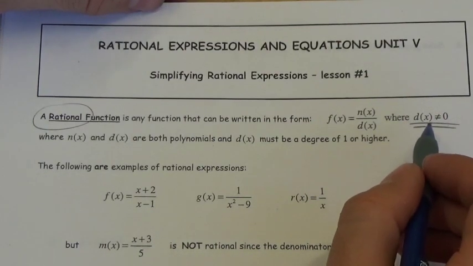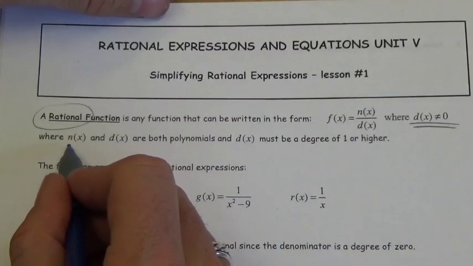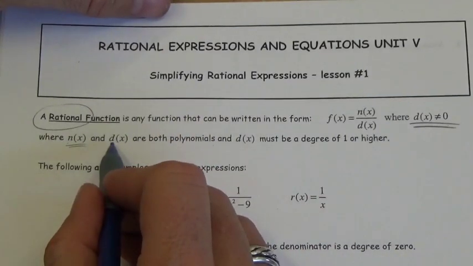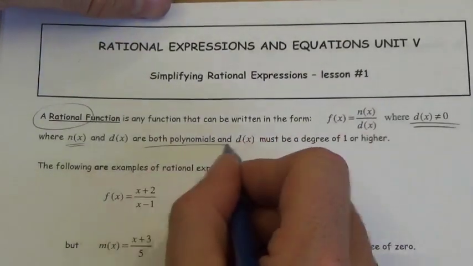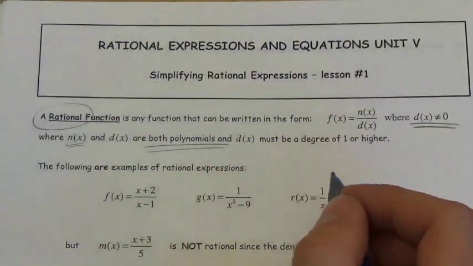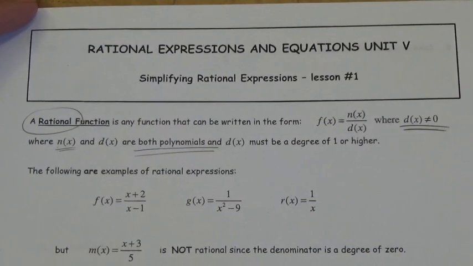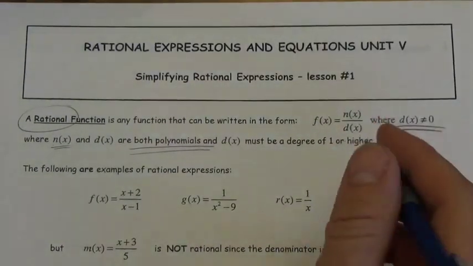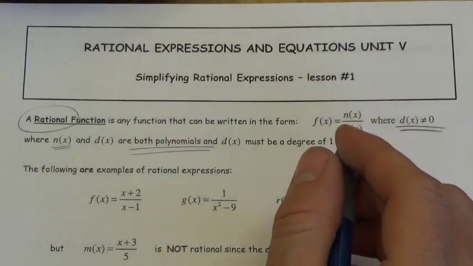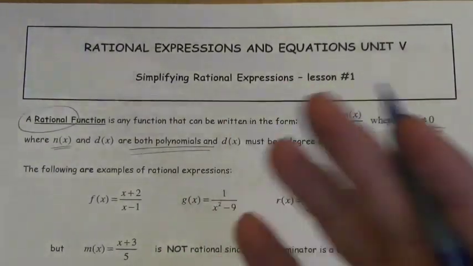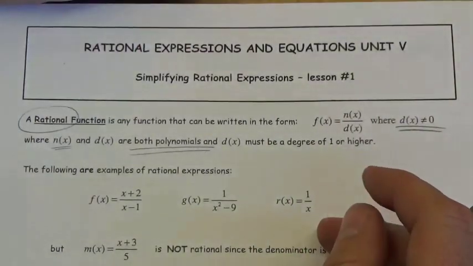There's a reason for that, a very important reason. So n of x is going to be our numerator as a function of x. d of x is our denominator as a function of x. They're both polynomials. Now, we're going to add one extra little restriction to this. This is not absolutely necessary, but we are going to introduce it right now just so that we can help you guys navigate the vocabulary here.